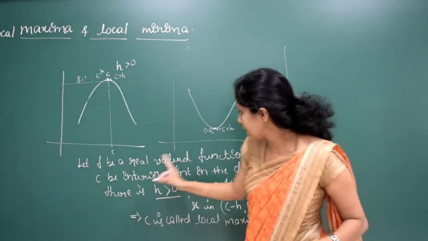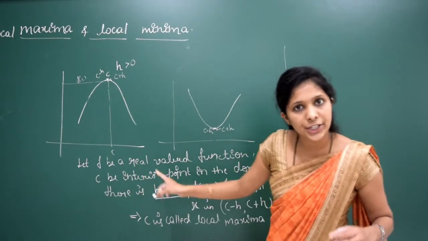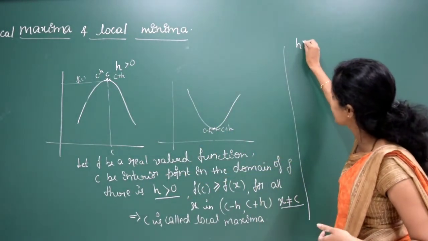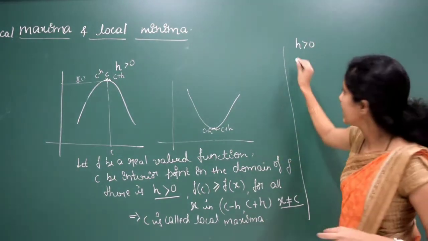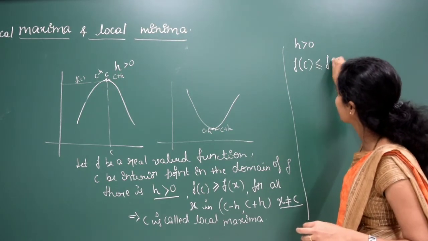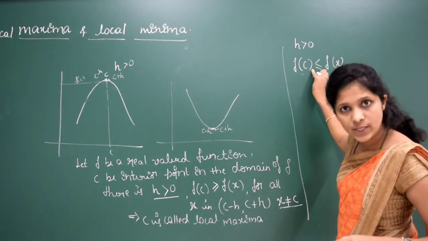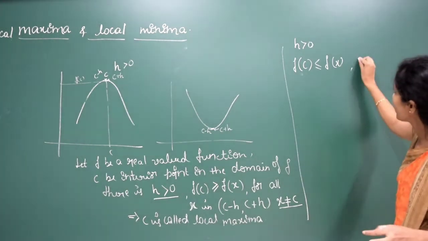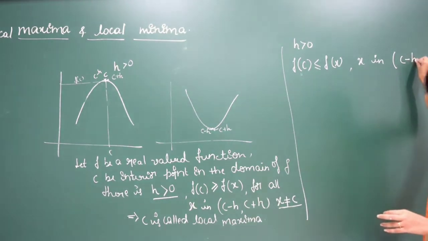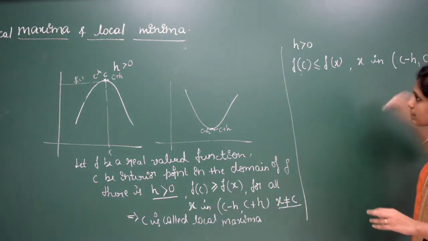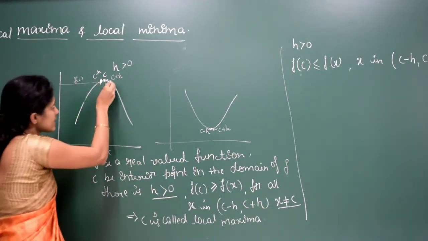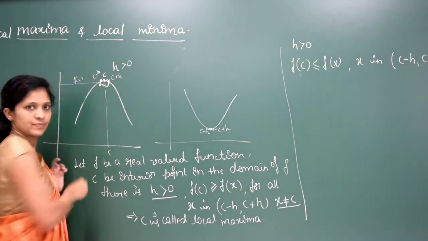Let f be a real valued function and c be an interior point in the domain of f. Then there exists some h greater than 0 such that f of c should be less than or equal to f of x for all x in the interval c minus h comma c plus h. C minus h is somewhere here, c plus h is somewhere here, in between this. So clear?